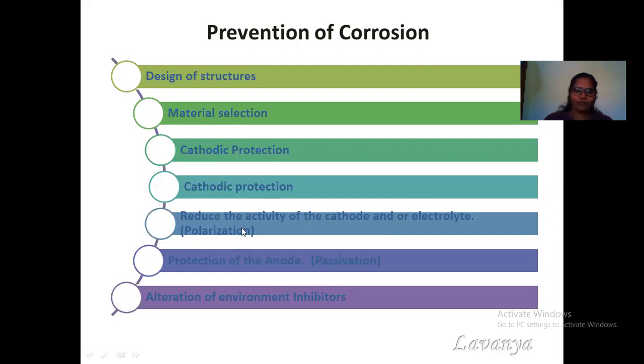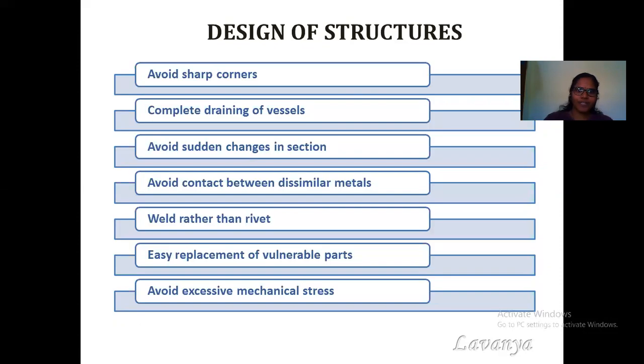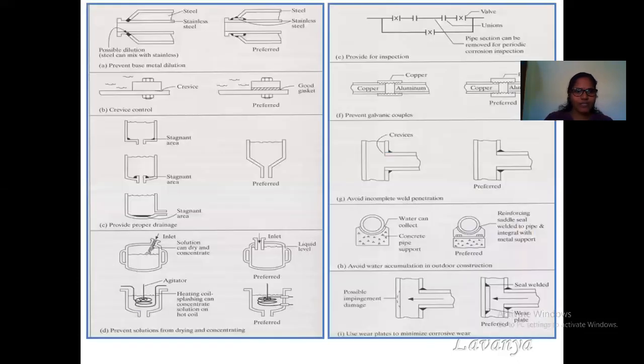Another technique we can follow is polarization. We can protect the anode, which is called passivation, and alteration of the environment by using some inhibitors can also prevent the corrosion. We'll discuss one by one. So, design of the structure. I'll show you the pictures so that you can understand instead of just going through the points.